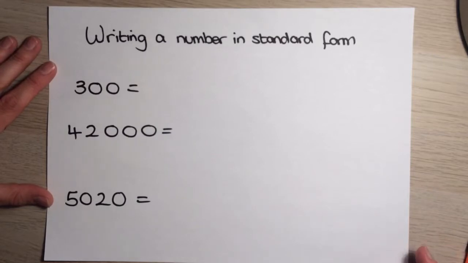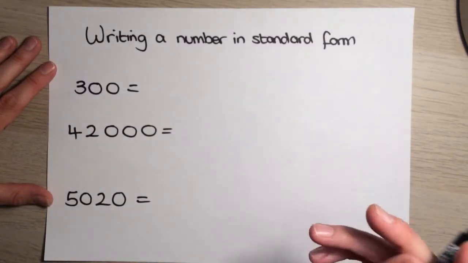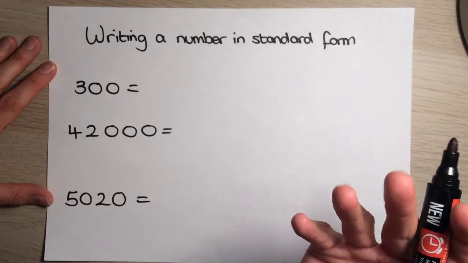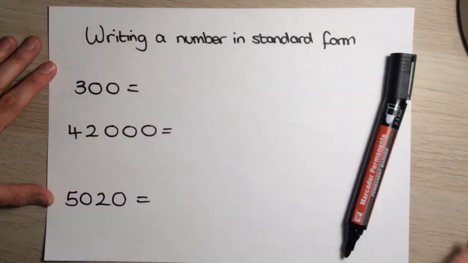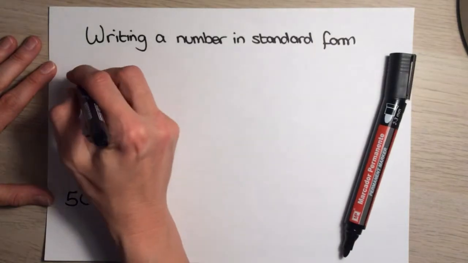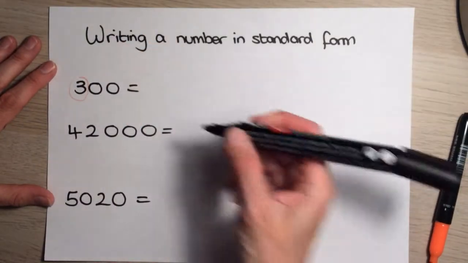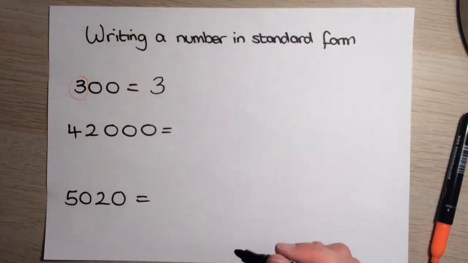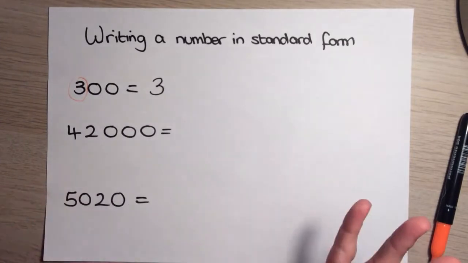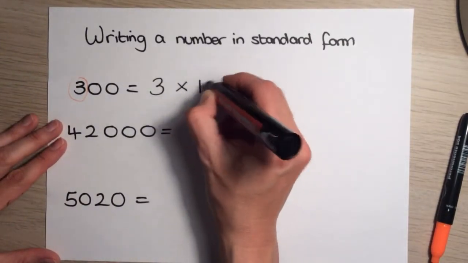So if we start with the number 300, now to write a number in standard form we have to write a number between 1 and 10 multiplied by a power of 10. Now in my number 300 I have a digit which is the number 3. Now the number 3, I'm going to write here. Now this already is a number between 1 and 10 and I'm going to multiply that by a power of 10.